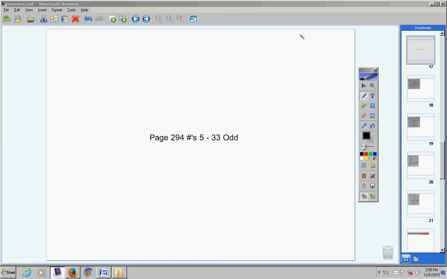This Mimio pad is not working, so give me 1 second here, guys, to get this thing working. And there we go. I did not have it turned on, but it is turned on now.